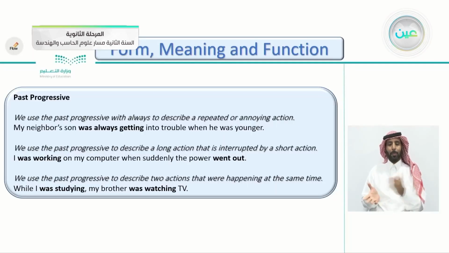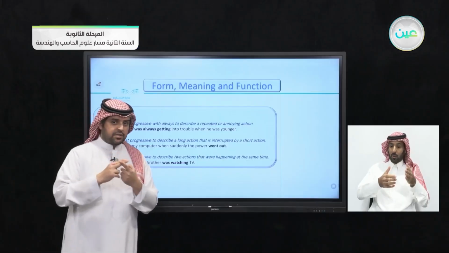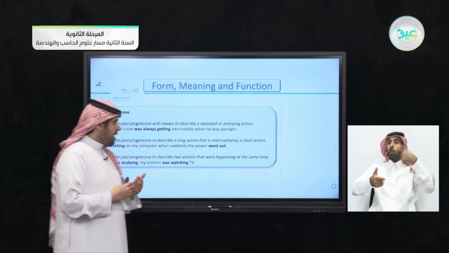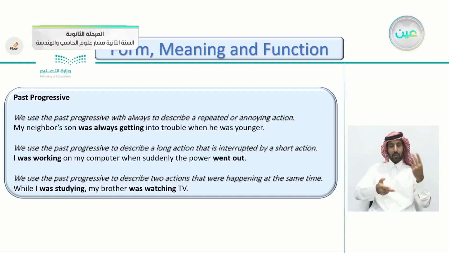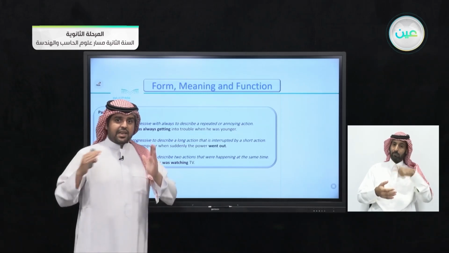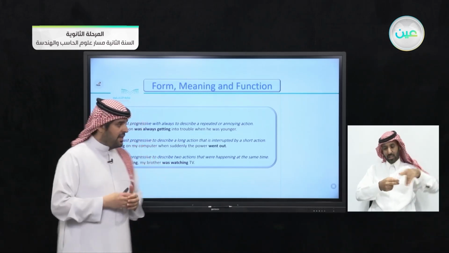Another use here, we use the past progressive to describe a long action that is interrupted by a short action. So we have two actions, one interrupted the other. I was working on my computer when suddenly the power went out. So the first action interrupted the second action.